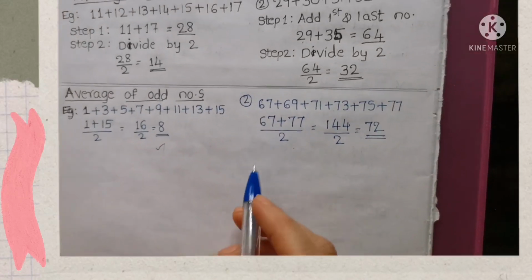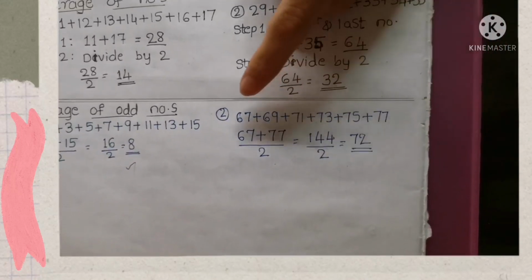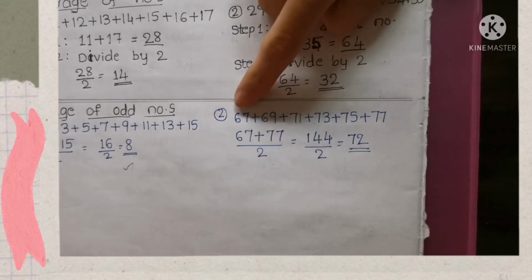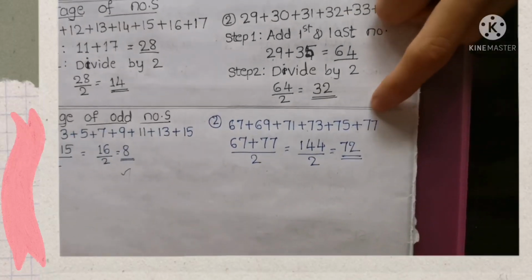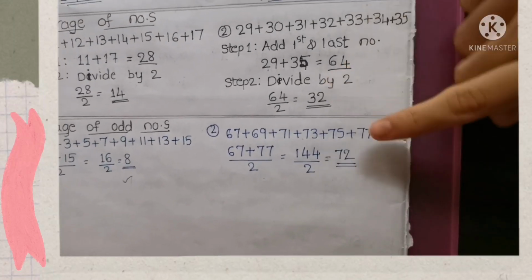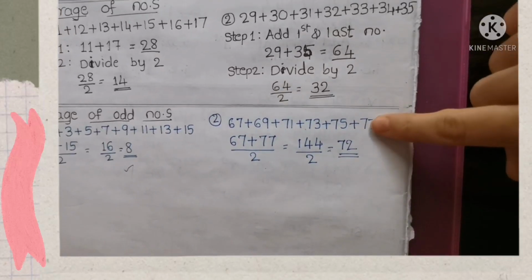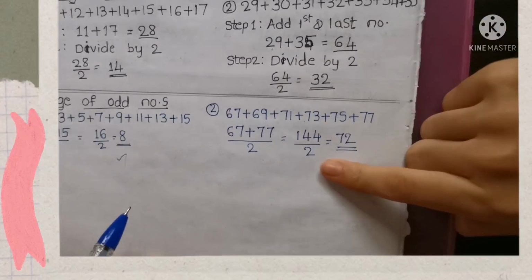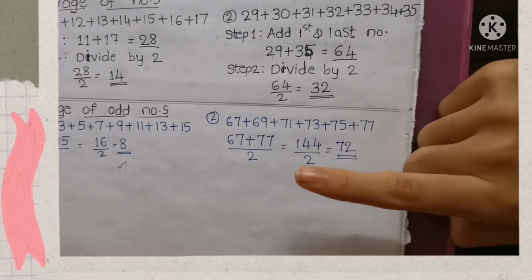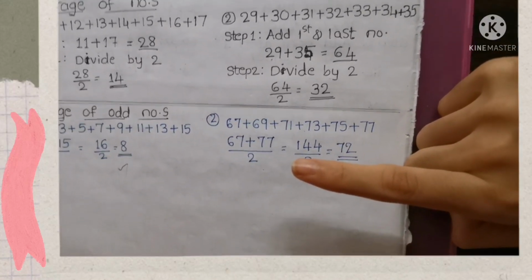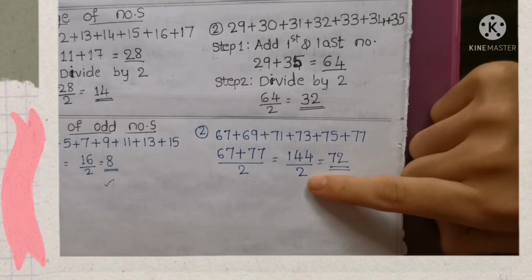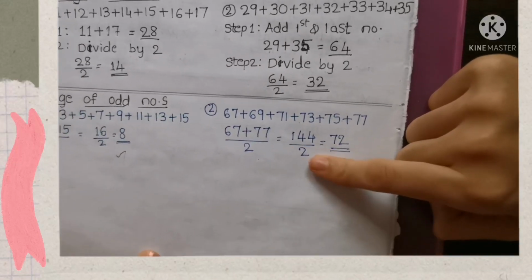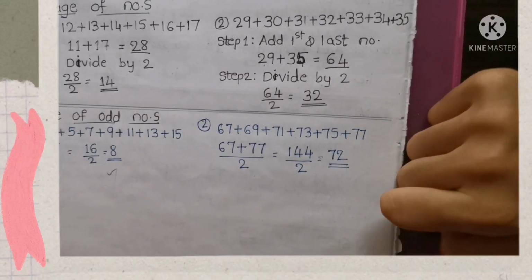I repeat the steps. First we have to add the first number, which is 67, with the last number, which is 77. Adding both these numbers we get the answer as 144. Then when we get the answer by adding the first and the last number, we have to divide it by 2. Dividing the number by 2, the answer we get is our final answer.